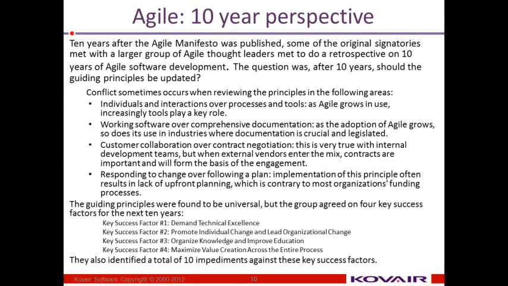Individuals and interactions over processes and tools, that was the first manifesto item. Now, as Agile grows in use, increasingly tools play a key role, and all of us can foresee that there is no going back. The question is, is there a conflict with the main manifesto theme? Working software over comprehensive documentation.